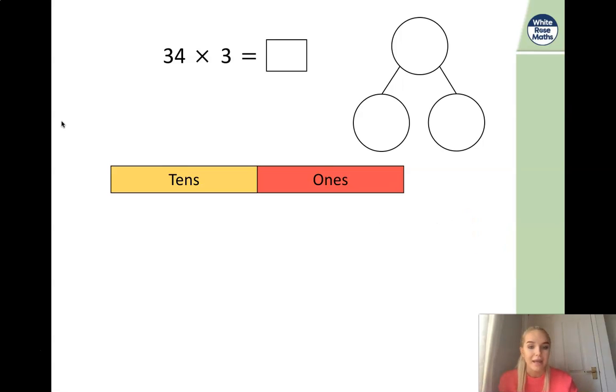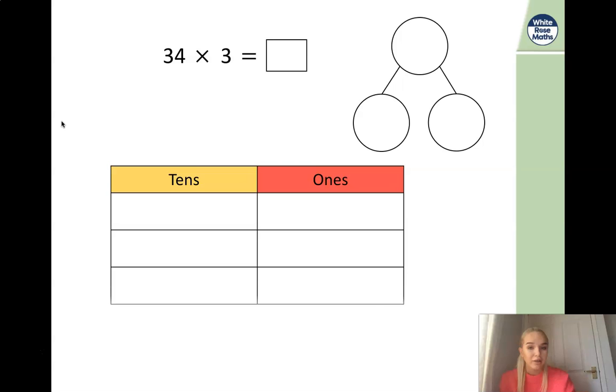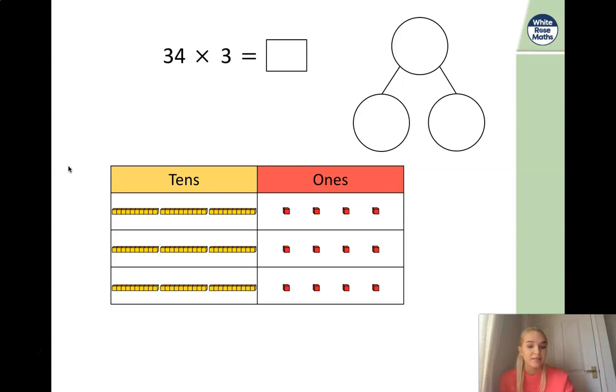by using base 10. So what I could do is I could make the number 34 using my base 10. So my sticks represent my 10s and my cubes represent my 1s. So I can see that I've represented 34 with base 10 quite nicely here. But I've only represented 34 multiplied by 1. How many more times do I have to put that 34 into my table for it to be representing 34 multiplied by 3? Well done, twice more, because that would mean I put it in 3 times. So I've popped it in there now.